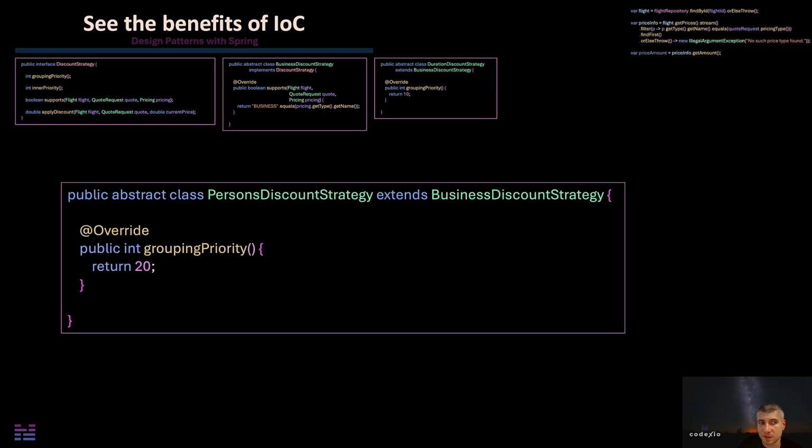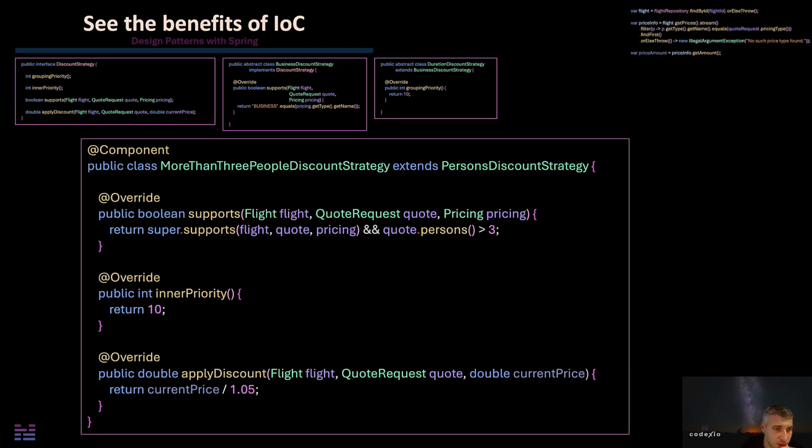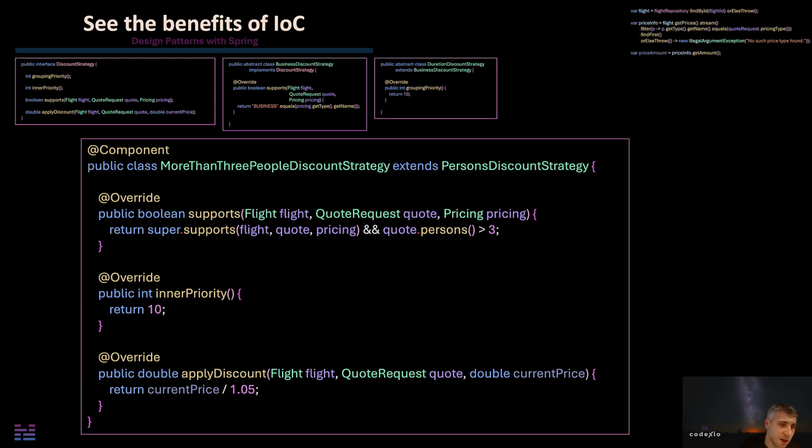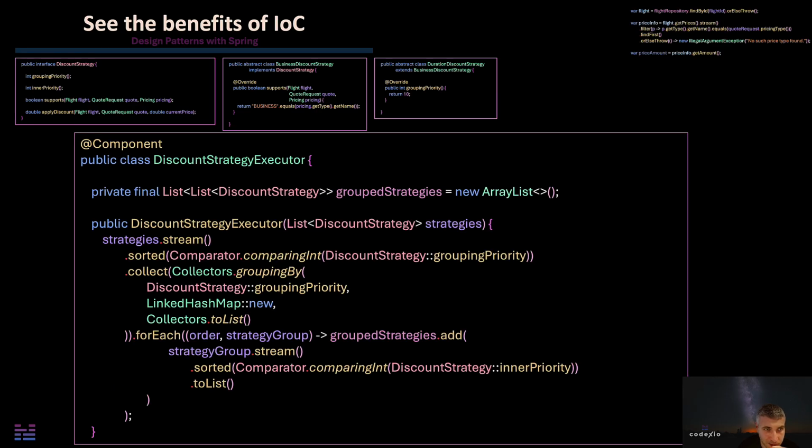Again, for persons, it's another group, so we have a grouping priority of 20, the next group. And the same thing here, the person's discount strategy, which is again business discount strategy. Again, it calls its super method, which says, okay, I need to proceed to the persons only if I am a business type, and then the persons should be more than 3. This more than 3 inside the group has the first priority, which is 10, and applies roughly a 5% discount.